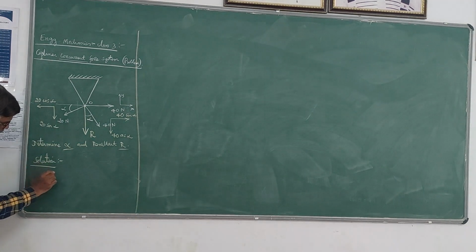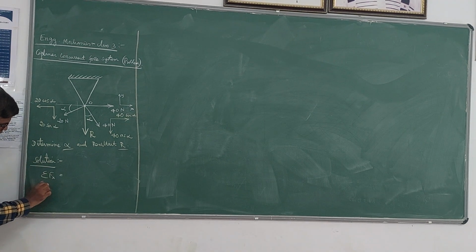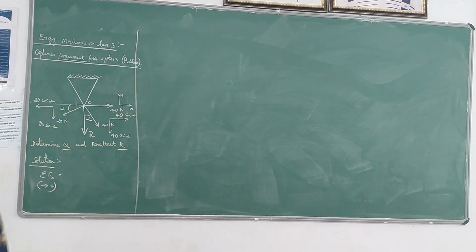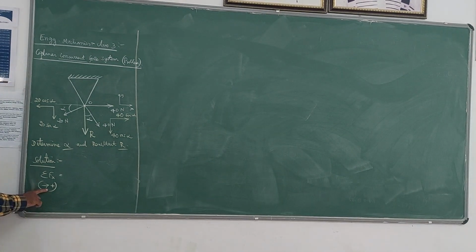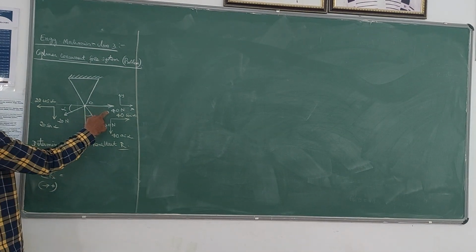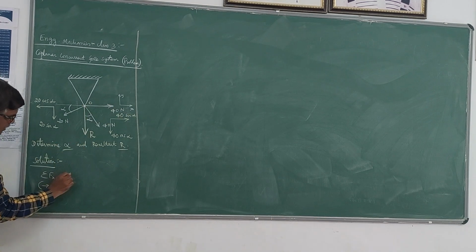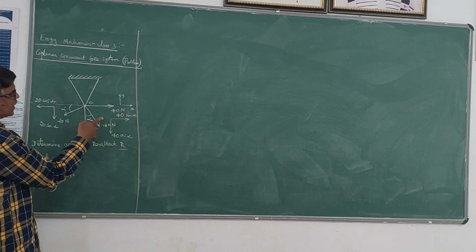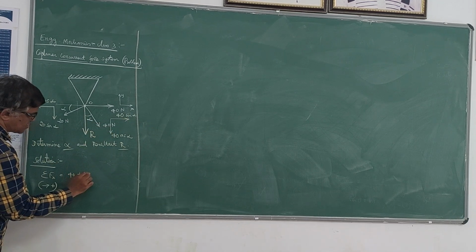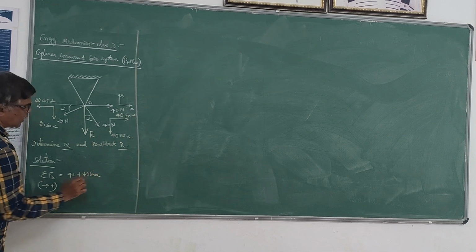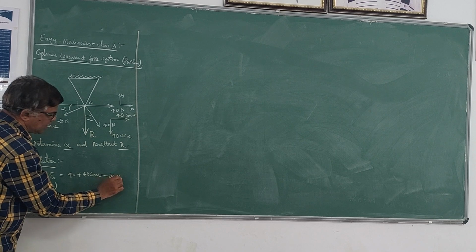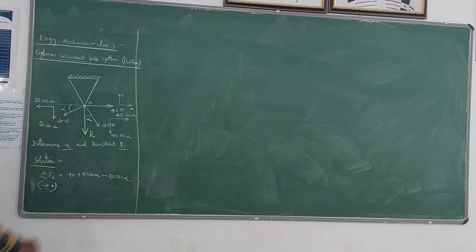Now once you resolve the forces, we will write sigma Fx. Sigma Fx is the sum of all the forces acting in x direction, taking forces acting towards right positive. So there are three forces here. This 40 Newton is acting towards right, therefore it is plus 40. And the component of this 40 Newton is also acting towards right, and it is plus 40 sin alpha. And 20 cos alpha is acting towards left, so minus 20 cos alpha. So this is the value of sigma Fx.